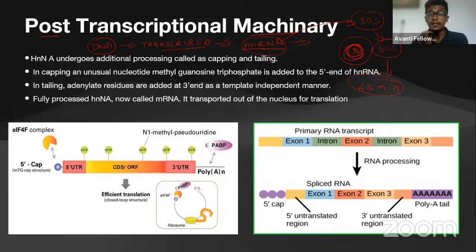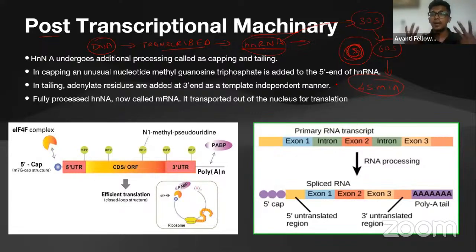It gives the mRNA exceptional stability so that it can live in the cell for a longer period of time. Since there is a nuclear membrane, it helps in the transportation of the mRNA from the nuclear region all the way to the cytoplasm. So that is the second thing. And what is the third thing that happens?